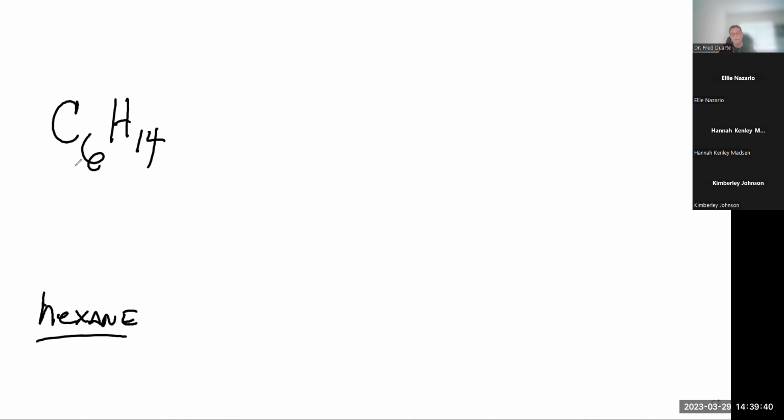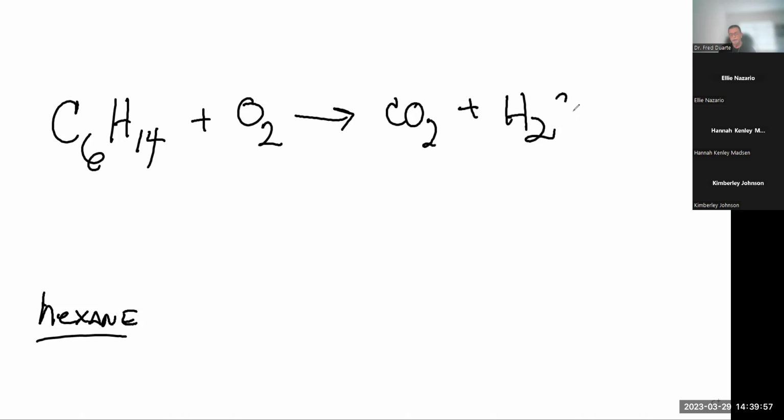Okay, here we go, given the formula. It will require oxygen, obviously, to combust. And the only 2 products are carbon dioxide plus water. Okay, no different than the other combustion reactions of hydrocarbons. Now, step number 1, as before, we balance the carbon. So we have 6 carbons on the left. If we put a 6 in front of carbon dioxide, that takes care of our carbons.